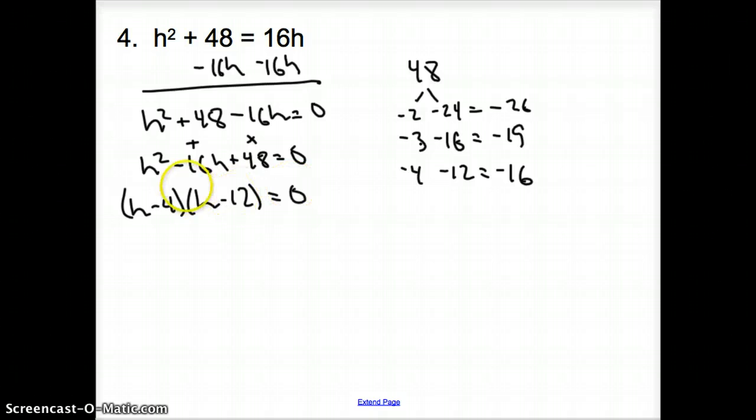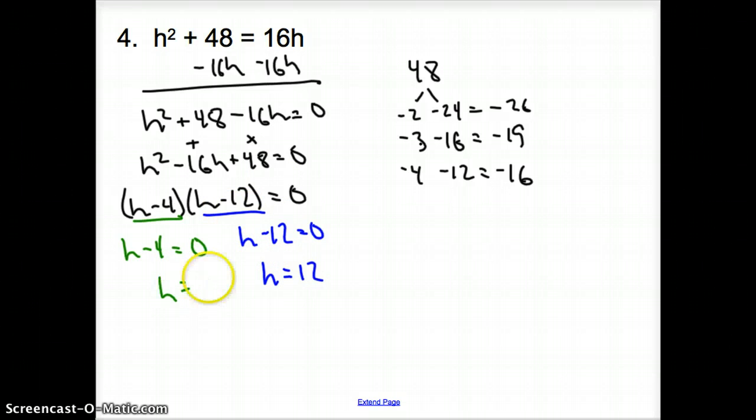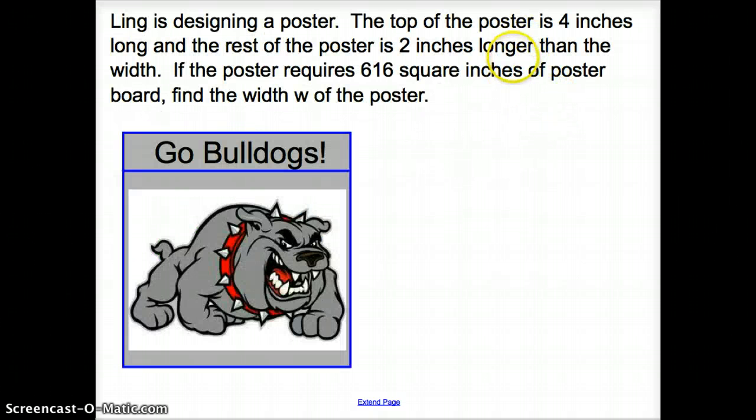Since it equals 0, we are not quite done. Using the zero product property, h minus 4 equals 0. Then we have h minus 12, and that also equals 0. So now we're solving. H equals 12 here, and then in my green guy, h equals a positive 4, because we added it back over, right? So today's lesson, you're going to have a lot of problems with two answers. You might only have one, but you're going to have a lot of problems with two answers.